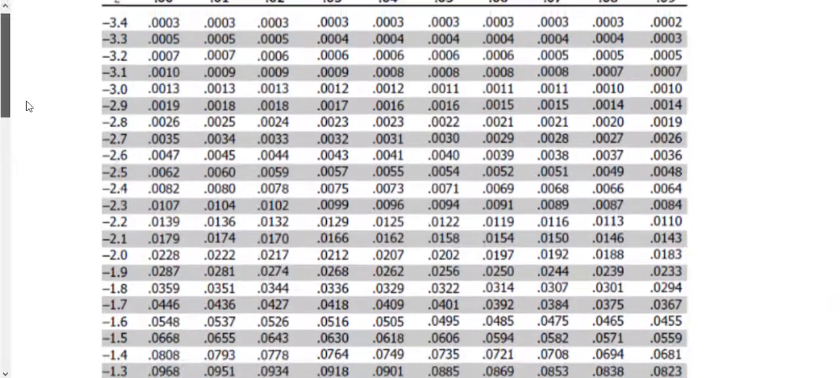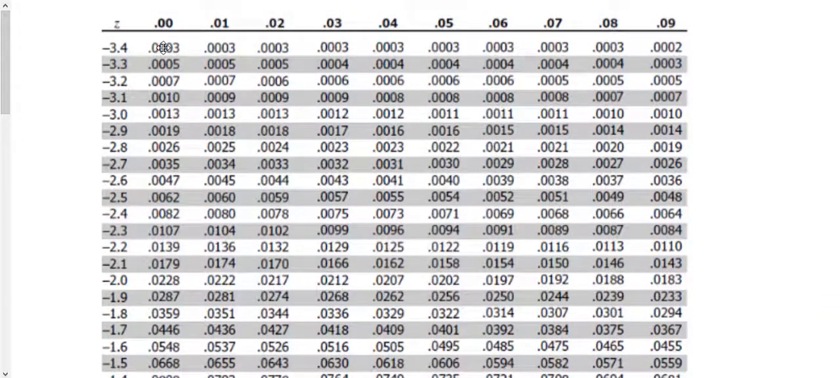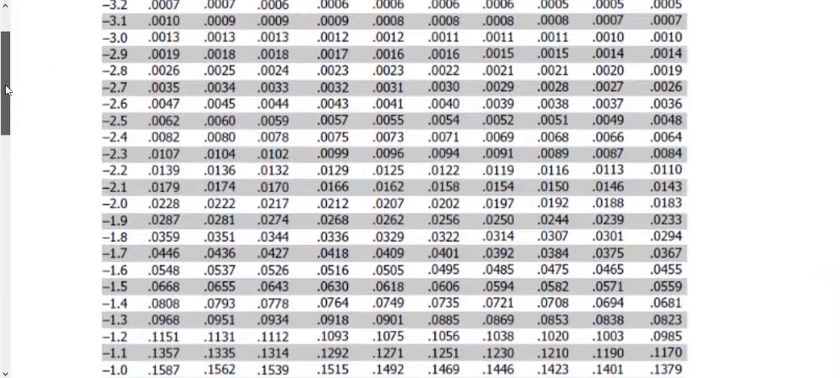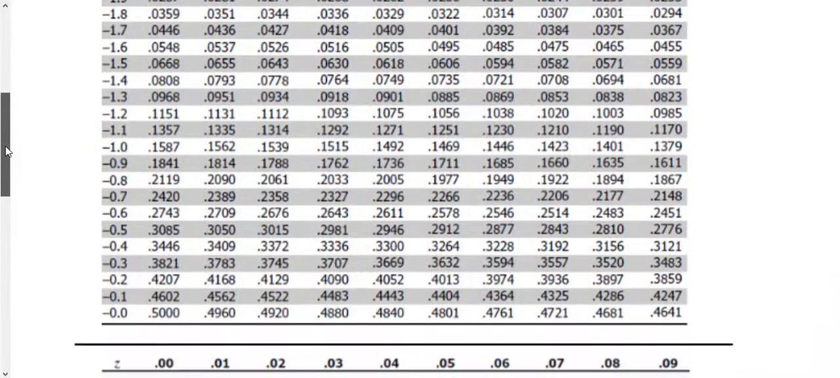That's because if you notice, these numbers here are percentages. This is 0.0003. This is actually 0.03%, because if we took this decimal and moved it 2 places to the right, it would be 0.03%. In other words, if you had a z-score of negative 3.4, that means only 0.03% of the data would be to the left of that value. And then as you can see, as these numbers increase, it gets really close to 50%.